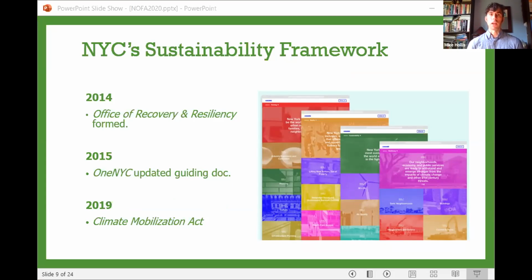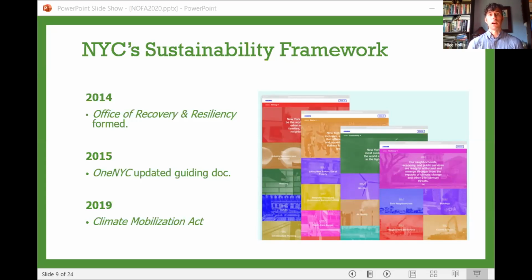So we moved from that original Office of Long-Term Planning to an office committed to a broad range of sustainability topics. The PLA, that guiding document, was revised to OneNYC, a new document, also worth a look through if you haven't had a chance to take a look at it or aren't familiar with it. OneNYC is a much broader document than the PLA was.